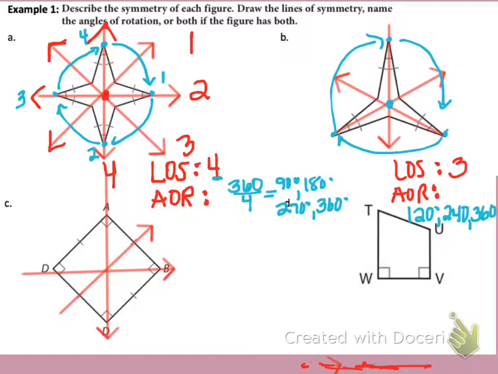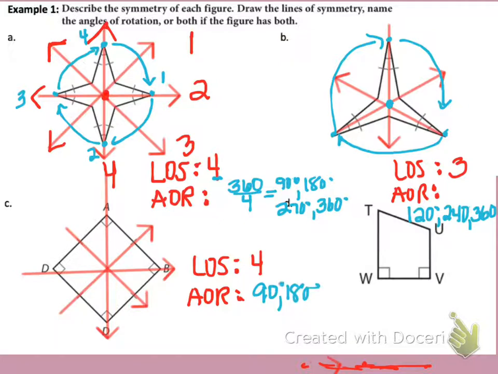Oops, I didn't put that in the right spot. There we go. So this also has lines of symmetry. It's got 4. Your angle of rotational symmetry is going to be 360 divided by 4, which is again 90 degrees. So at 90, at 180, at 270, and then when it gets back around to 360 degrees.